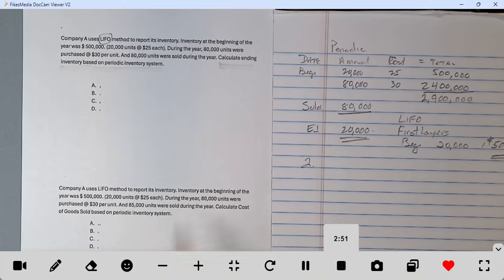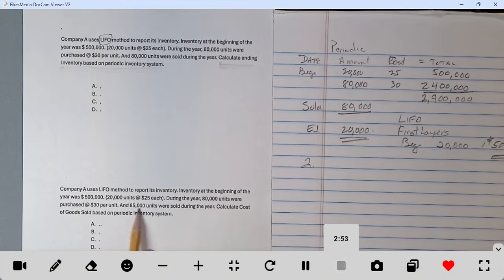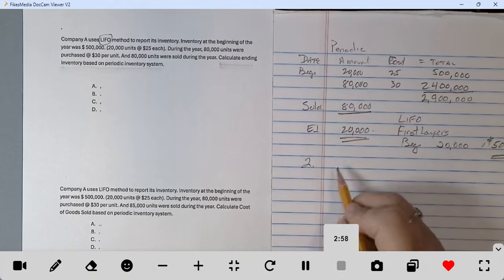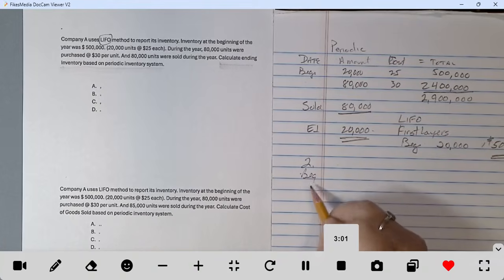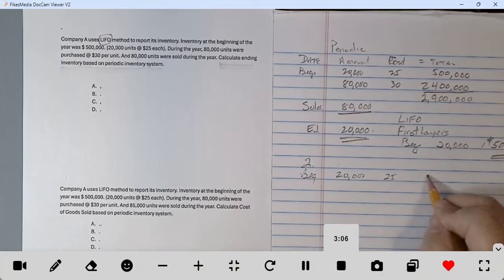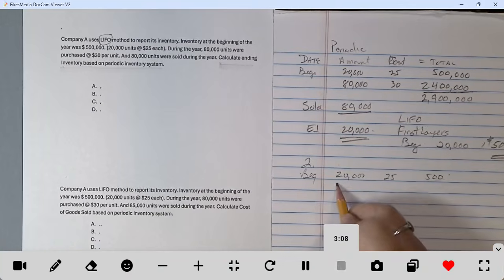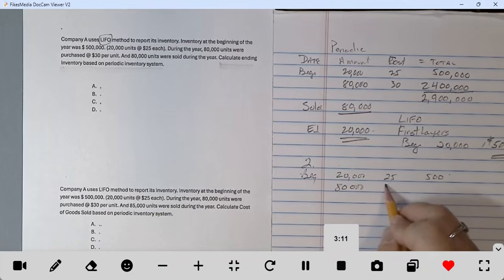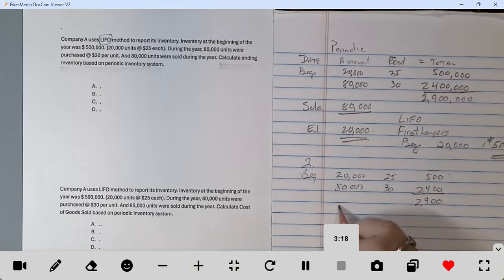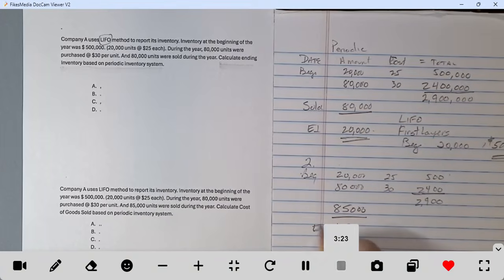Now, part two of this is quick little thing. 85,000 units were sold. Okay, so I have my beginning, and it was 20,000 at 25, or 500, and I added 80 at 30, and I'm going to start truncating these. Okay, and I sold 85, which means that I have 15. I have an ending inventory of 15.